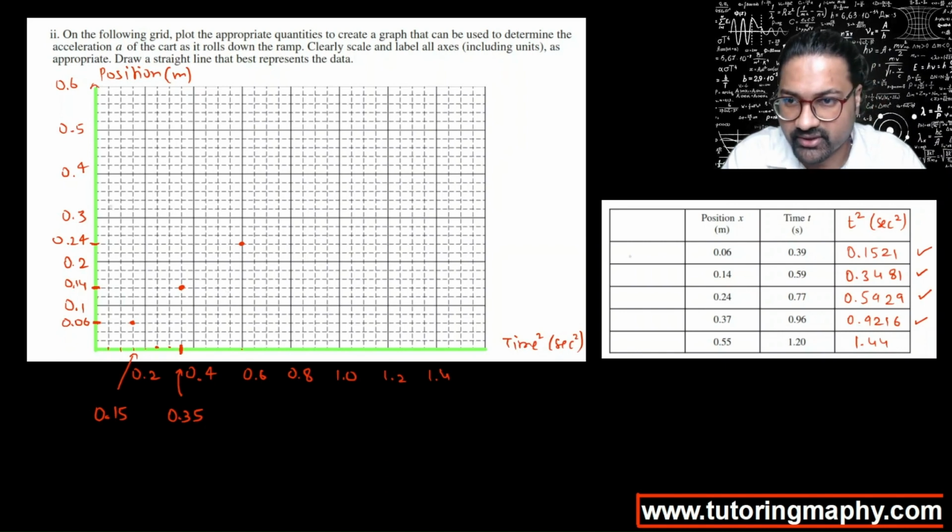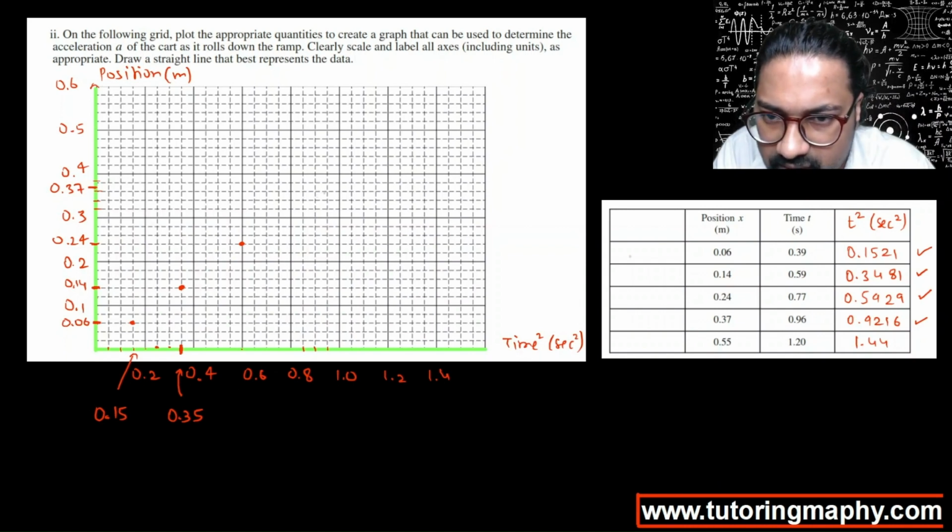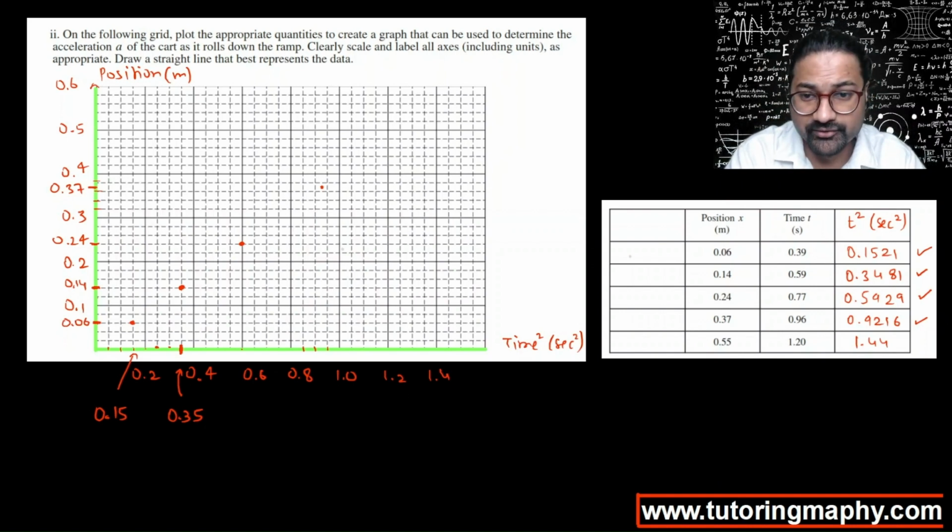The next one is 0.37. So 0.37 will be 0.32, 0.34, 0.36, 0.38. So 0.37 will be right in the middle, somewhere over here. This is 0.37, and the corresponding axis 9.2. 8 is here. So this is 8.5, 9, and 9.5. So 9.2 is somewhere in the middle, maybe somewhere over here. So this could be that point. I'm sorry, not this. A little bit up. A little bit up will be somewhere over here. Okay, not bad.